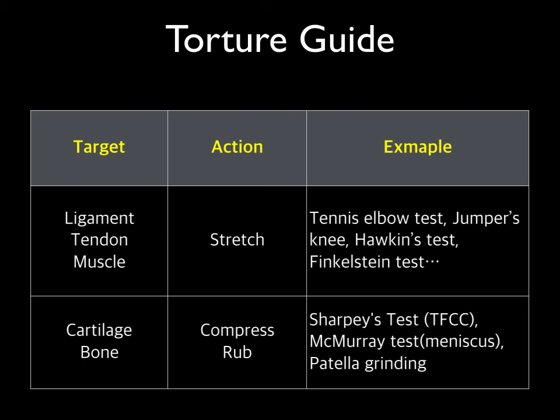And Finkelstein's test is for, I'm not sure, De Quervain's disease. And Hawkins' test is testing supraspinatus tendinitis. So it is torturing, in a safe way. And for cartilage and bones, the action is compress and rub. Sharpie's test, that is for the wrist. And McMurray's test, that is for knees. And the patellar grinding test, tibia and patellar bones.